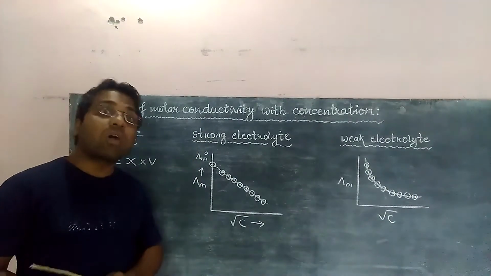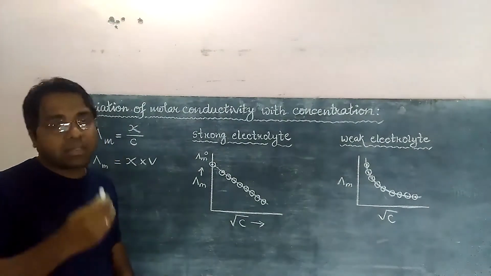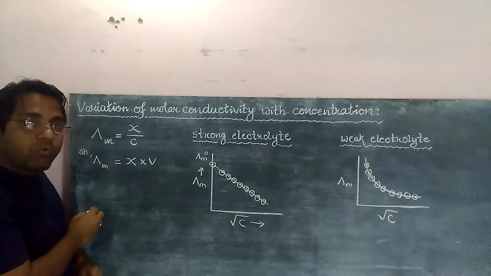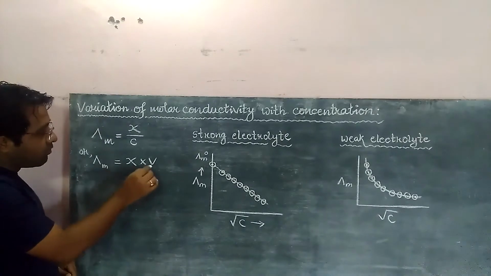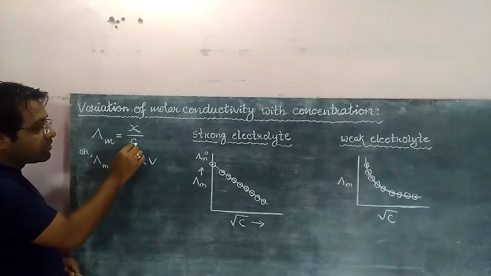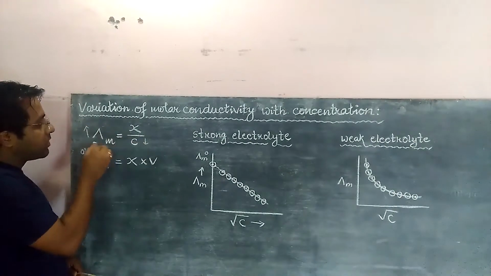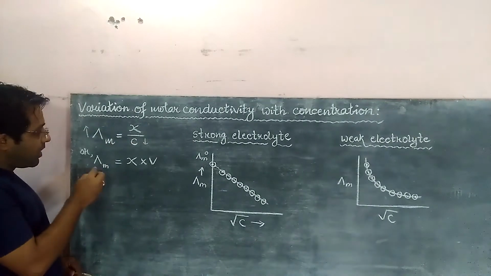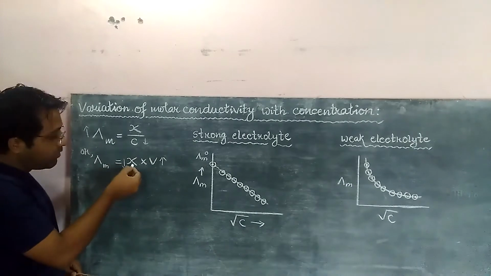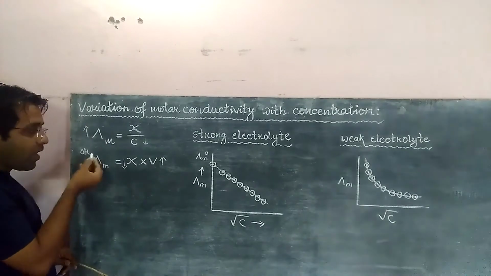Now on dilution, what happens? On dilution, the volume increases and the concentration decreases. So it is obvious from the equations that if the volume increases, molar conductivity will also increase. As concentration decreases, molar conductivity increases. Similarly, if the volume increases, conductivity will definitely decrease, as we already learned in our previous video. So molar conductivity will rise.